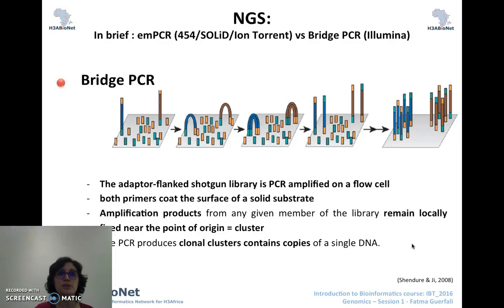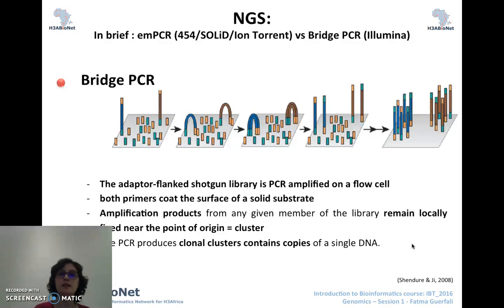Basically, what is done in the bridge PCR is that the PCR amplification occurs on a flow cell, which is a solid support in which primers coat the surface. These primers are fixed to the surface of the support, attached at their 5' end by a linker. As a consequence, the amplification of the products occurs on the surface itself, for any DNA template that is fixed.